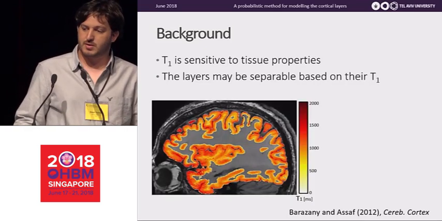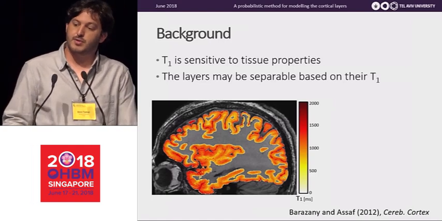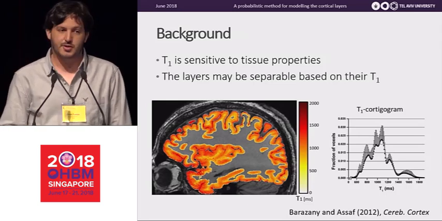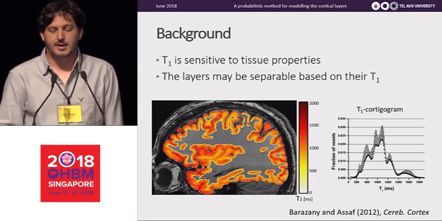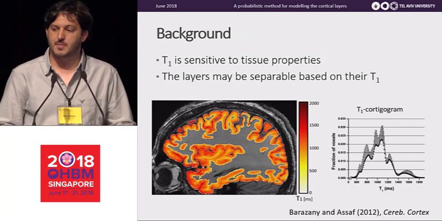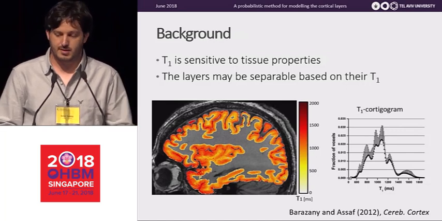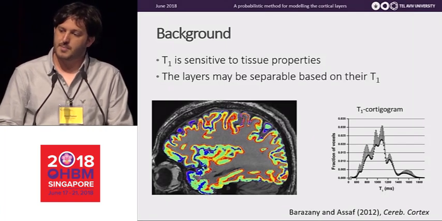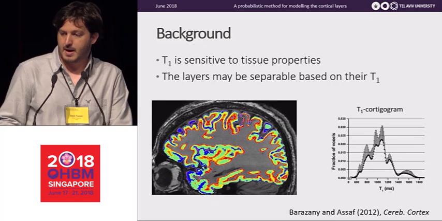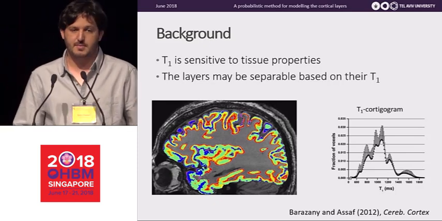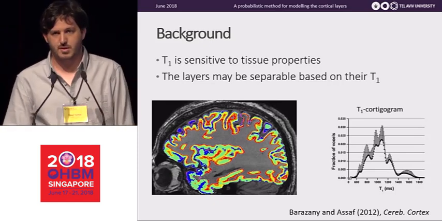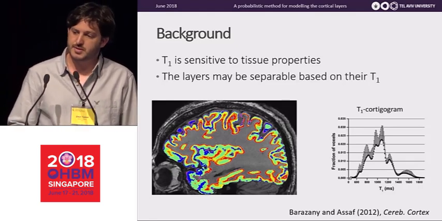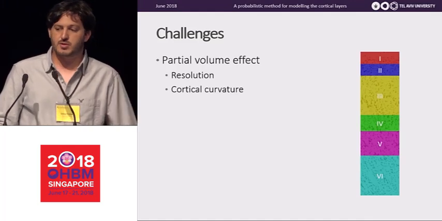So going back to the T1 mapping, if we take a look at the cortex T1 distribution, you can see that there are several peaks there. So the cortex may be segmentable with simple clustering, and as you can see in this example with k-means based on these peaks. This looks like quite a good segmentation, but there are still some issues with this approach and with any whole brain approach to imaging the cortical layers. This is mostly because of partial volume issues.